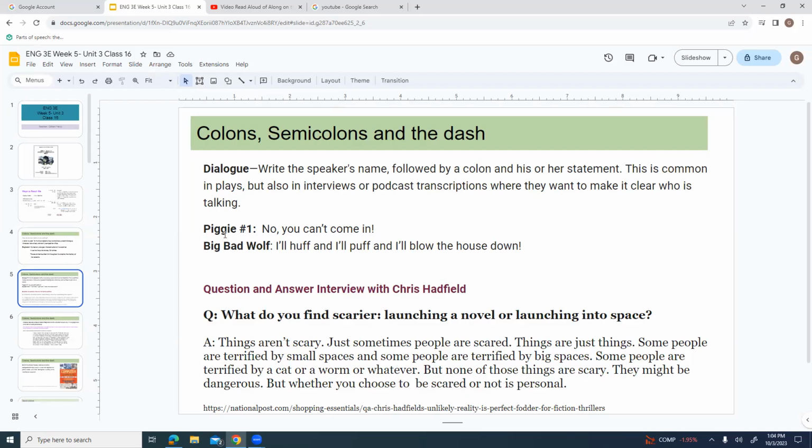So this would be an example of like a play. Piggy number 1, colon, no, you can't come in. Big bad wolf, colon, I'll huff and I'll puff and I'll blow the house down. And this is from a question and answer interview with Chris Hadfield, who's a Canadian astronaut. The question, and then there's the colon, and then the question is listed. Then the answer is just listed by an A, colon, and then his answer is listed. So a lot of times it's just being used to clarify who's talking in this sense.